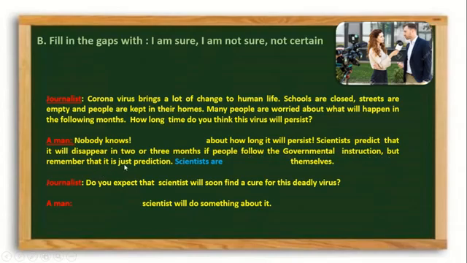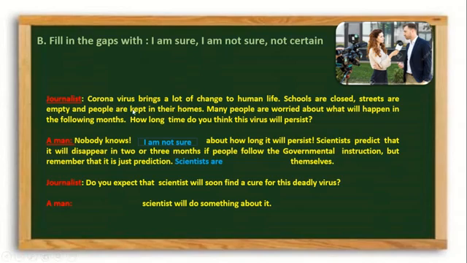But remember that it is just a prediction. Scientists are themselves... So what do you think? Nobody knows. The man doesn't know. The man has got some doubt. He is not sure. So what do you think? I am sure, I am not sure, or I am not certain. Very good. So we say I am not sure about how long it will persist.